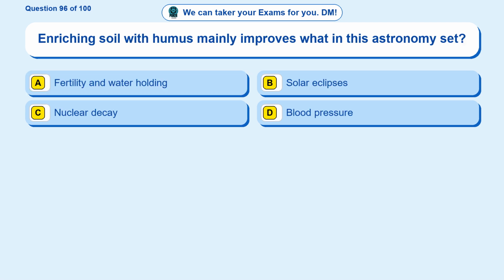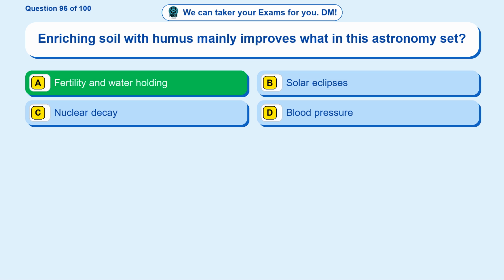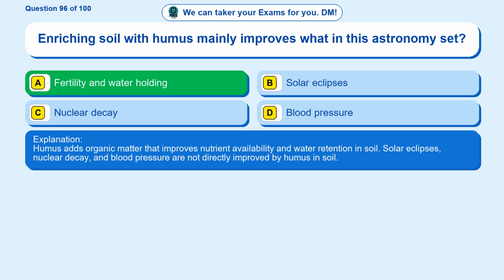Question 96. Enriching soil with humus mainly improves what in this astronomy set? Option A, fertility and water holding. Option B, solar eclipses. Option C, nuclear decay. Option D, blood pressure. The correct answer is option A, fertility and water holding. Humus adds organic matter that improves nutrient availability and water retention in soil. Solar eclipses, nuclear decay, and blood pressure are not directly improved by humus in soil.